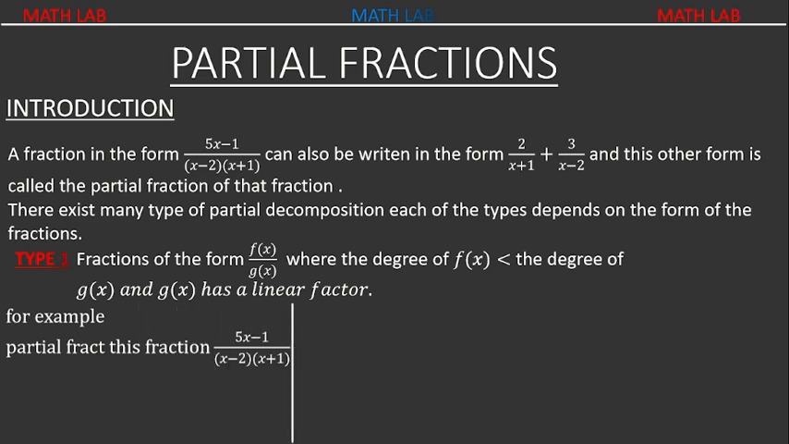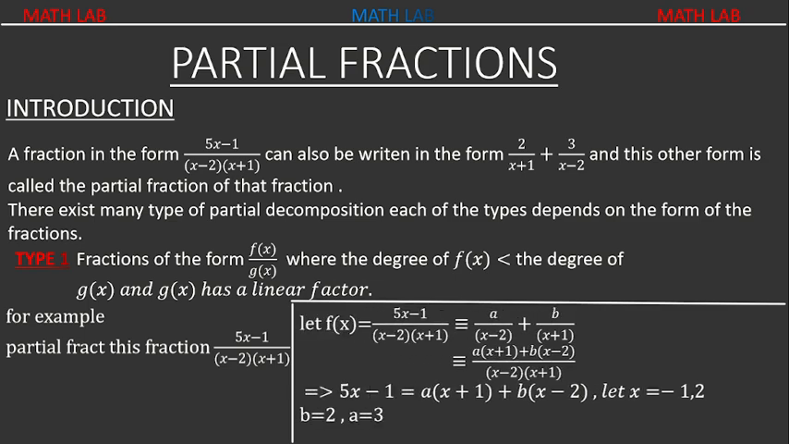So to do this, we first of all have to let f of x be equal to our fraction. So this implies that this fraction will be equivalent to what? A all over x minus 2 plus B all over x plus 1. Since these are linear factors, you just take a constant A all over the first bracket, plus, you always put a plus. You don't have to put a minus.